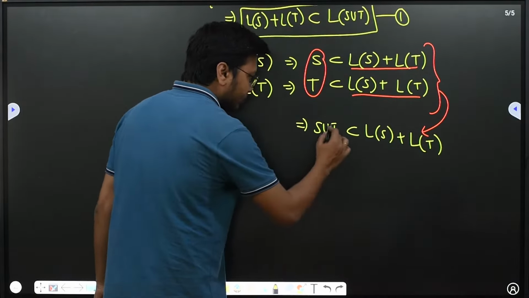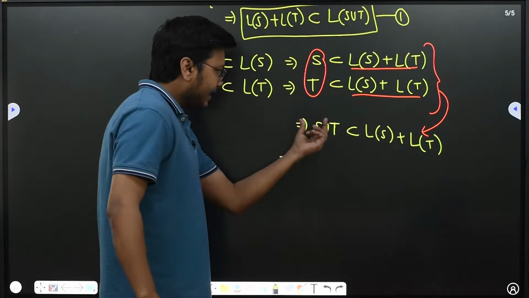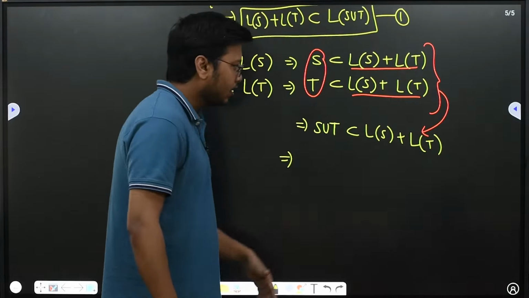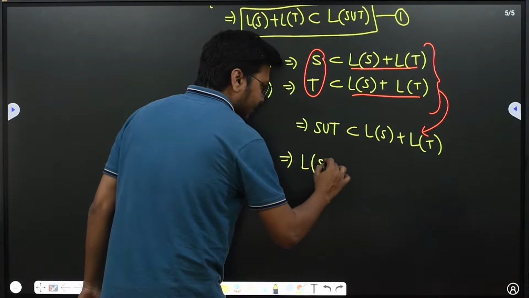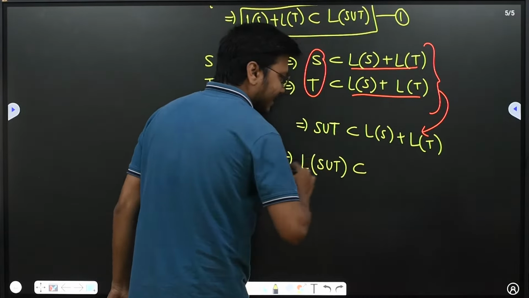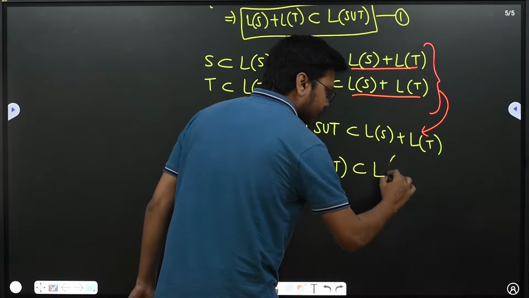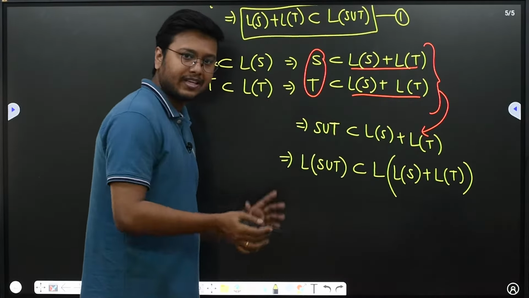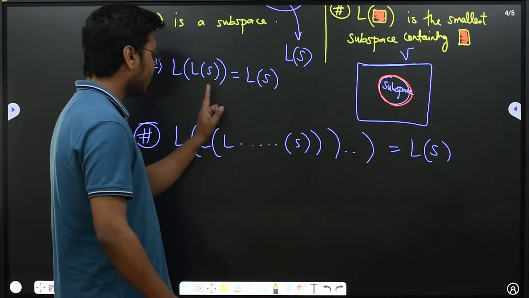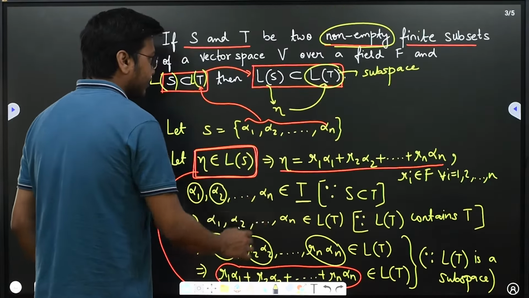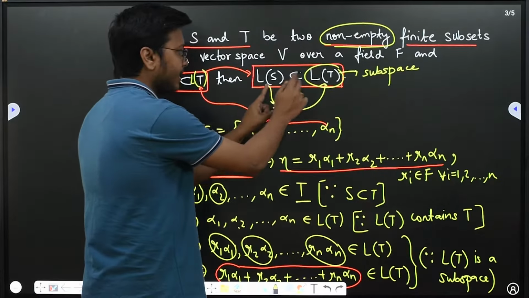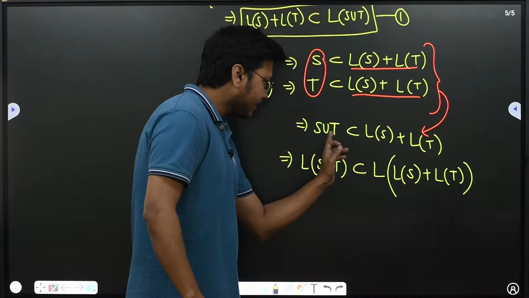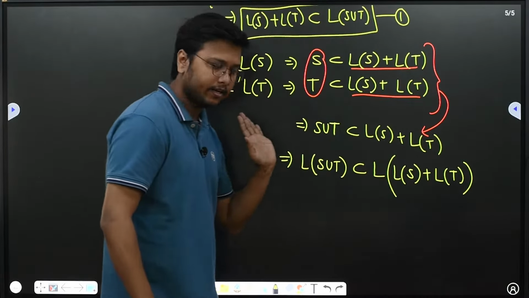Now, S union T is a set, and the right hand side is a subspace. So I can say that L of S union T is a subset of L(S) plus L(T), right? This is coming from the previous theorem that I have done, that S subset of T would imply L(S) subset of L(T). So from that theorem I have L of S union T subset of L of the right hand side, right?